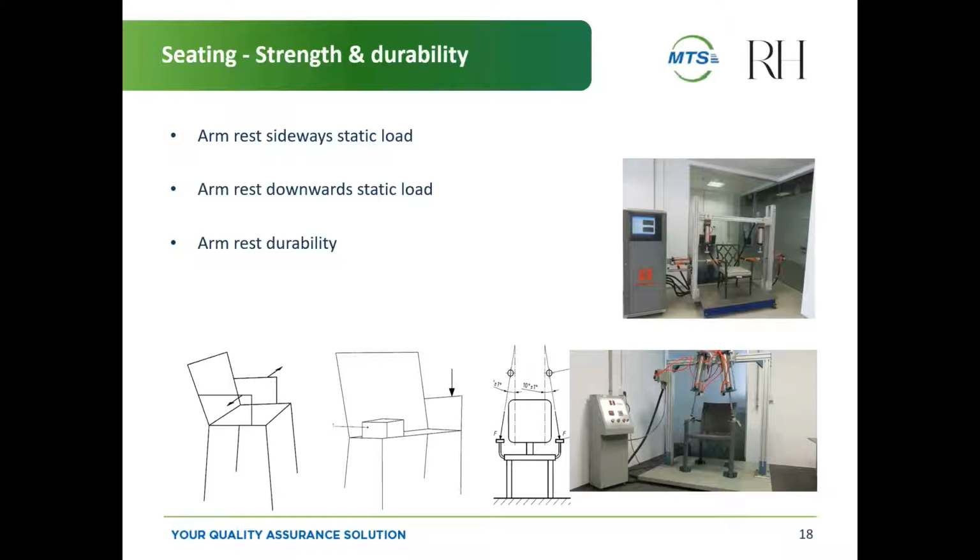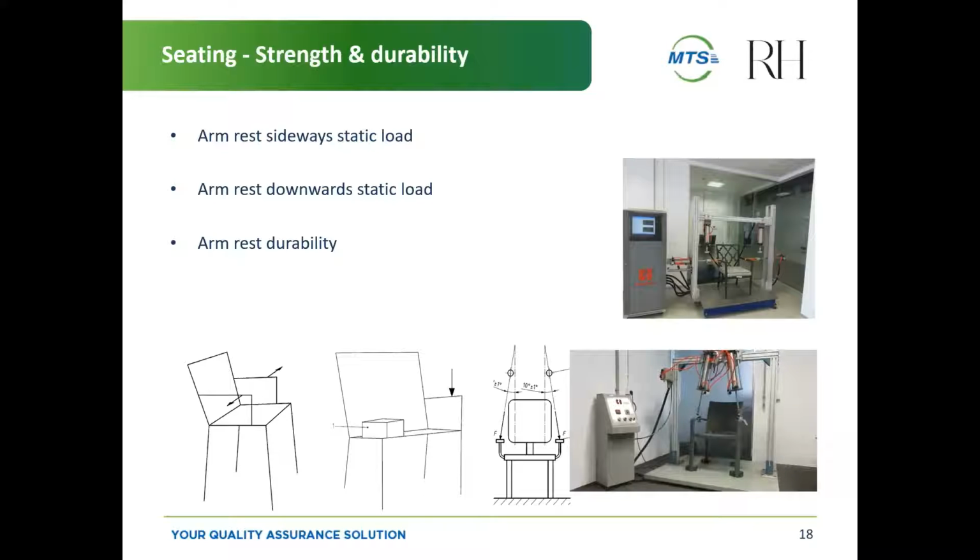Seating, strength and durability, armrest sideways static load, armrest downward static load, and armrest durability. On the top image, you can see we are pulling the arms to the sides, and we'll make sure we might run through cycles and also may put the weight on it. And as through cycling it, we're making sure that it's not going to loosen up and break in any way. And then in the bottom picture, there will be a video here. You'll be able to see the weight is being applied downward on the arms, where we're making sure that, again, you'll be able to cycle through normal use and you won't have any breakage, and that the durability will be there. You can see the cylinders are applying the weight down.